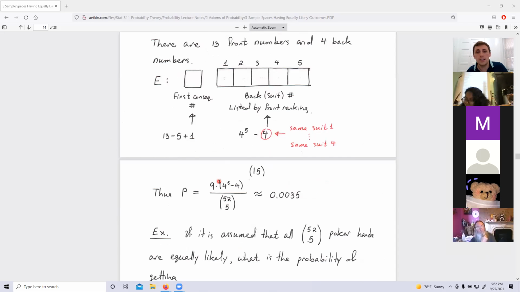So the answer is 9 multiplied by 4 to the power 5 minus 4, divided by 52 choose 5. So the probability appears to be roughly, well, I mean, to exaggerate it, 4 out of 1,000.